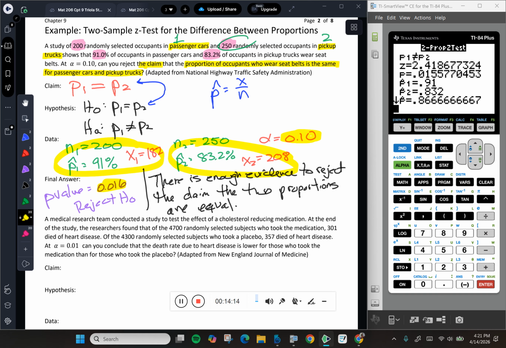Now, I do want to point out something. I chose passenger cars as 1 and trucks as 2. If you had chosen those the other way around, that is, if you made passenger cars all your 2s and your trucks 1s, your setup would look mostly the same. Your p-value would be the same. The only thing that would be different would be that test statistic. Instead of a 2.4, you would get a negative 2.4.